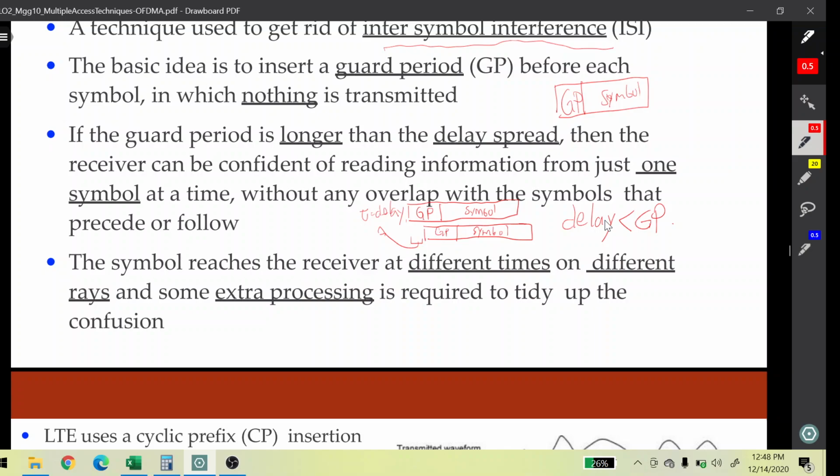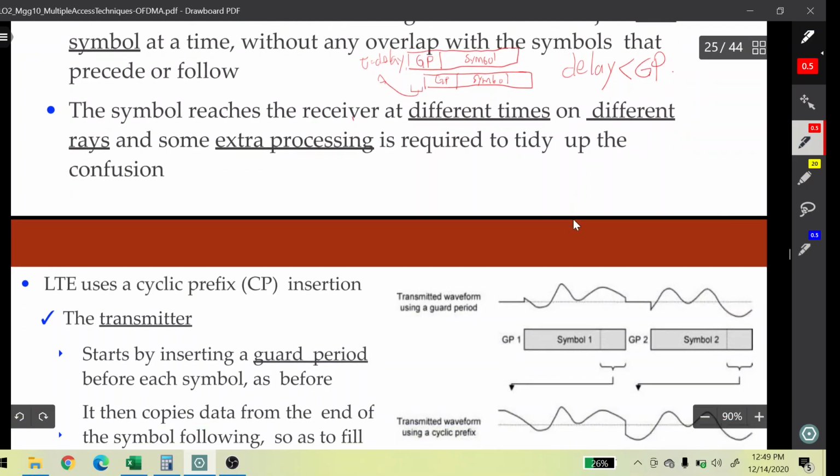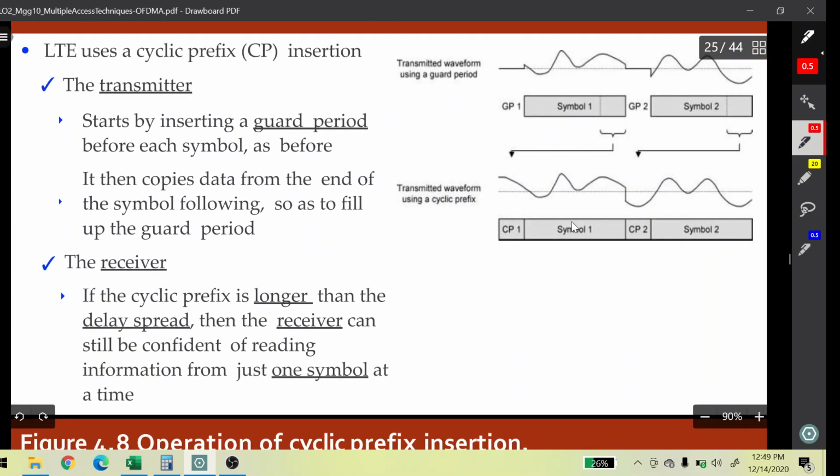However, we are going to talk about the delay first before we talk about the Doppler spread. Now, because of the multipath, it causes a delay spread, right? The function of the guard period itself is to shield the data from this delay. Thus, the delay itself will be contained within this guard period, as long as it's not larger than the guard period itself. The symbol reaches the receiver at different times on different rays, and some extra processing is required to tidy up the confusion. Okay. Now, in the LTE system, LTE uses a cyclic prefix insertion.